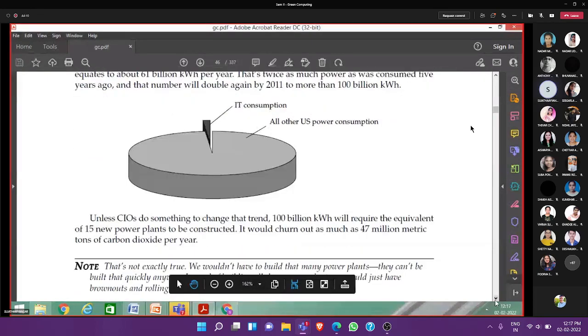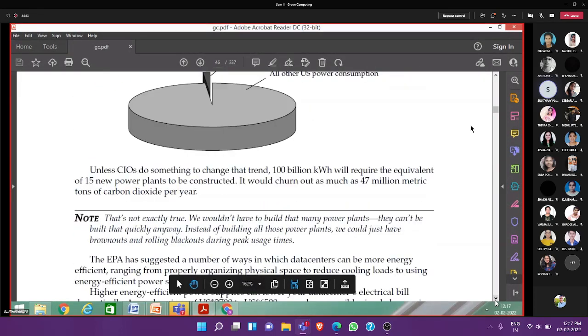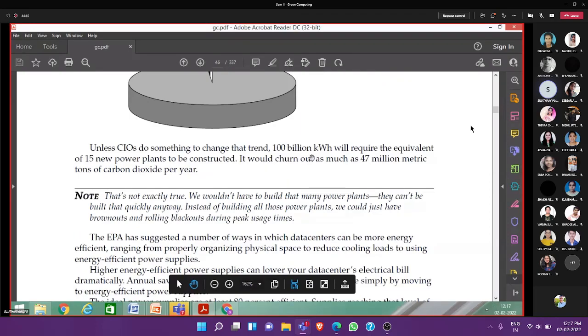So unless CIOs do something to change that trend, 100 billion kilowatt will require the equivalent of 15 new power plants to be constructed. It would churn out as much as 47 million metric tons of carbon dioxide per year. Okay. So the CEO or CTO, whoever, they need to plan a lot about it. Okay. So that's not exactly true.